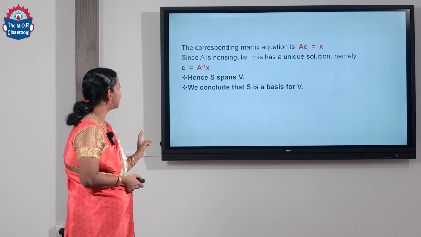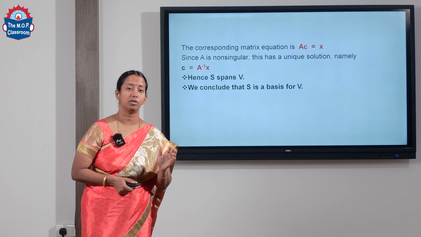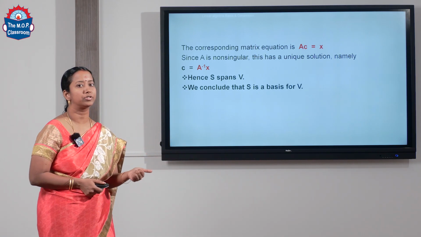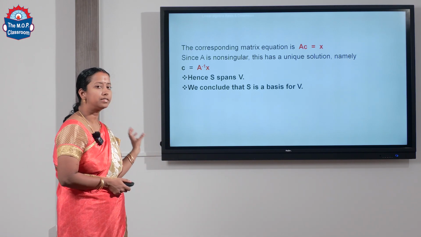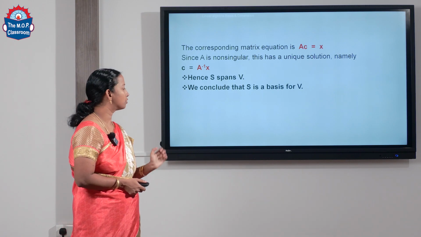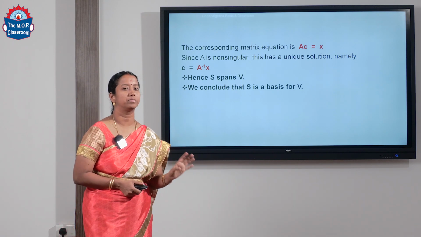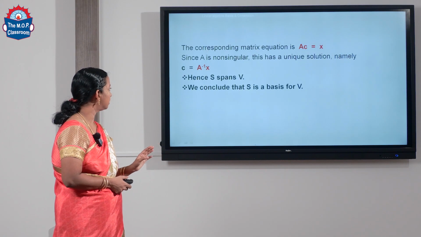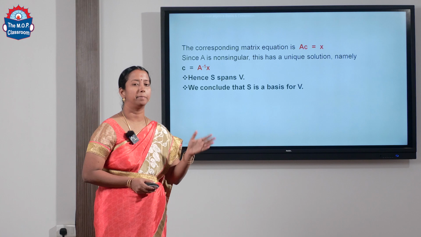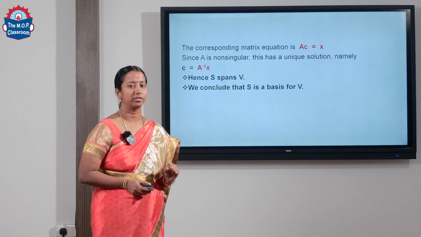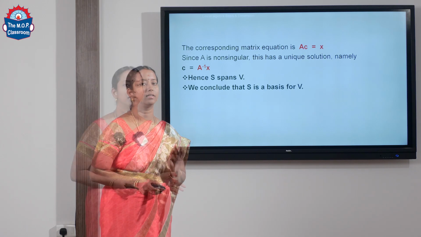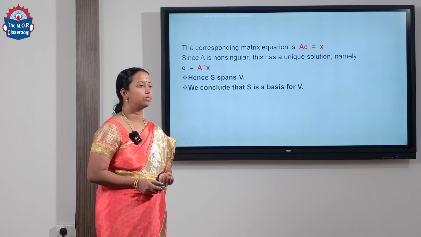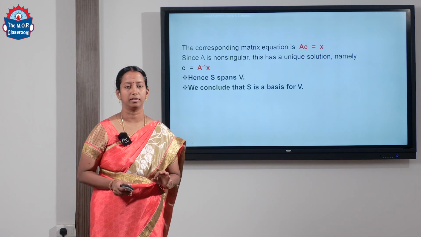From this it is clear that since A is a non-singular matrix, it has a unique solution, namely C is equal to A inverse of X. From this it is clear that S spans V. So we conclude that this set of matrices forms a basis of the vector space V. With this I have completed the introduction and definition of basis, and I have also given problems on basis and dimensions. So we conclude this unit. Thank you.